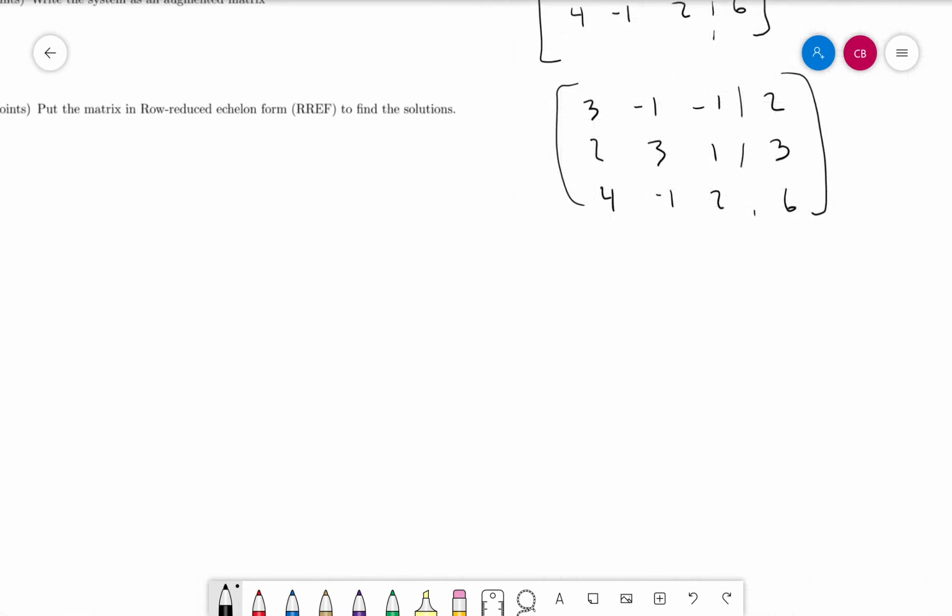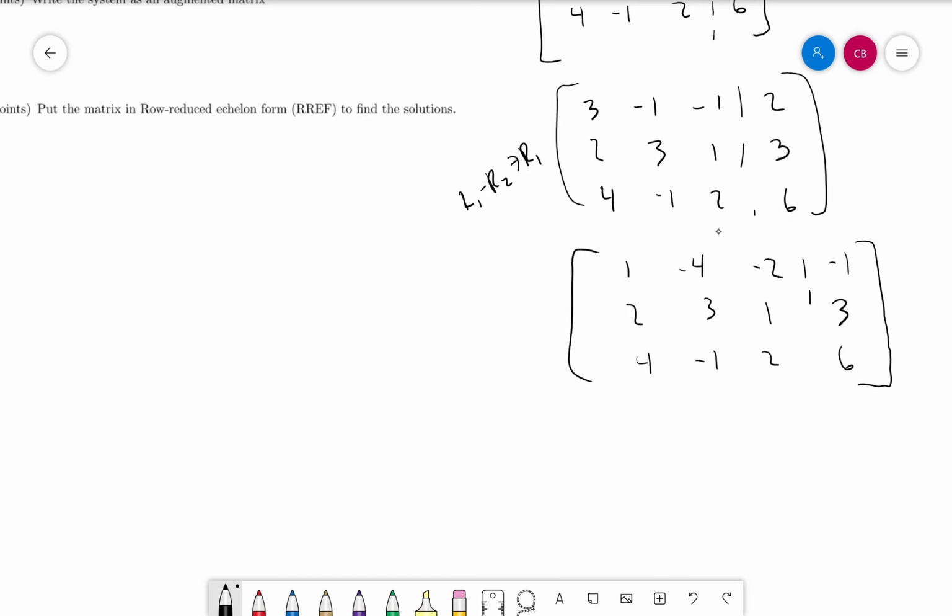Now, I'm going to do row 1 minus row 2 yield row 1. So 3 minus 2 is 1. -1 minus 3 is -4. -1 minus 1 is -2. And 2 minus 3 is -1. Okay. So next we have 2, 3, 1, 3, and 4, -1, 2, and 6.